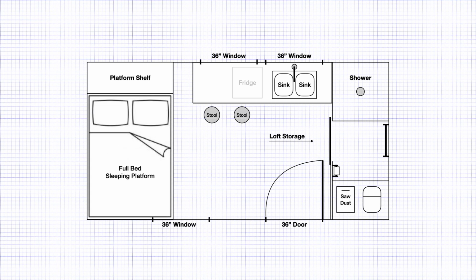Okay, so here's a better description of what that's going to look like. I've got the full bed laid out there, and then you've got this platform shelf behind it. I'm going to have that go all the way up that wall. So you'll have a couple of shelves behind the bed to place books, phones, chargers, knickknacks, whatever you would use that area for.